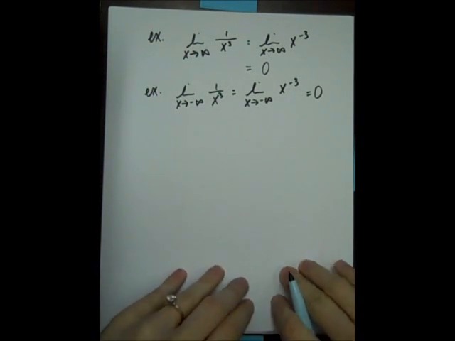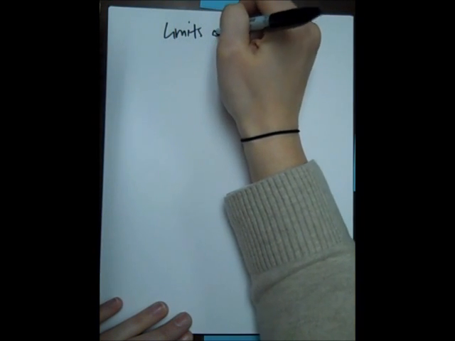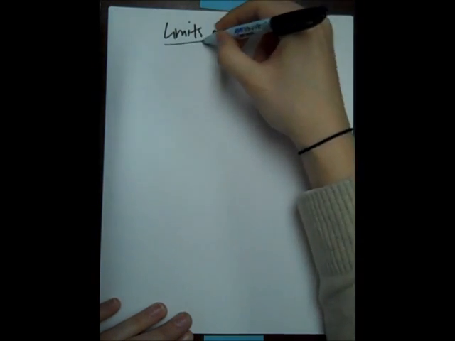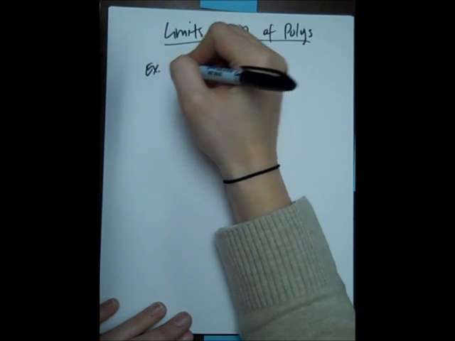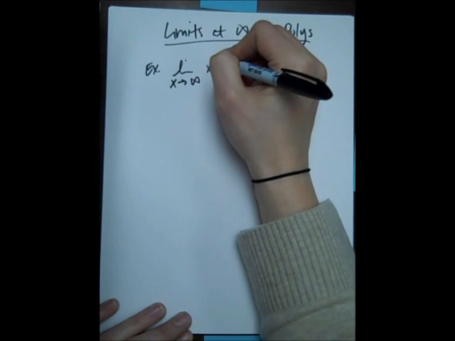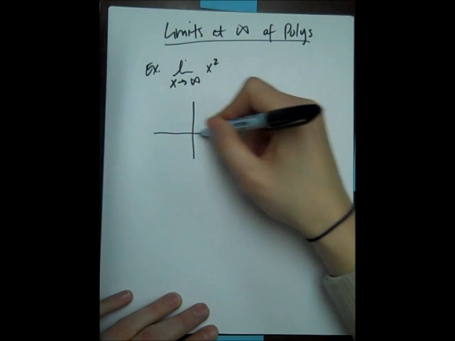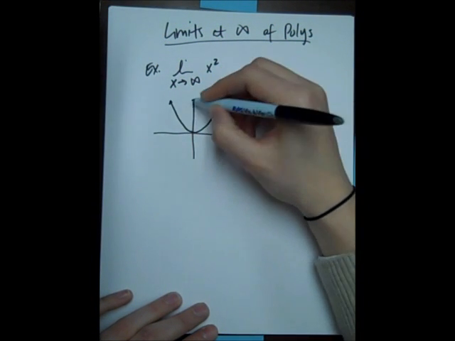So the next part that we're going to look at is polynomials. So limits at infinity of polynomials. What happens, for example, if we look at the limit as x approaches infinity of x squared? So what happens here? Well, look at the graph. The graph of x squared looks like a parabola.